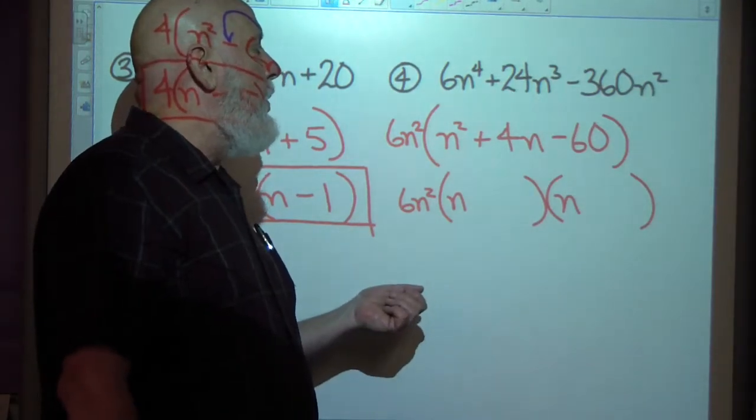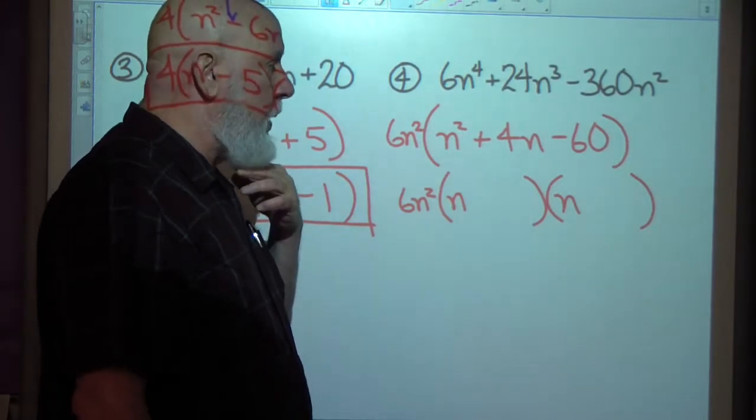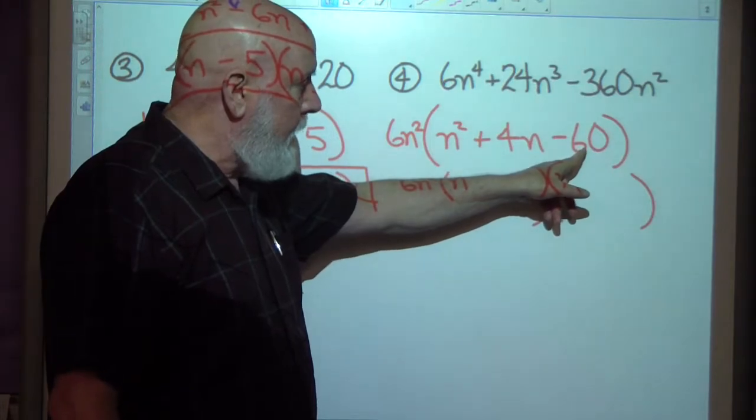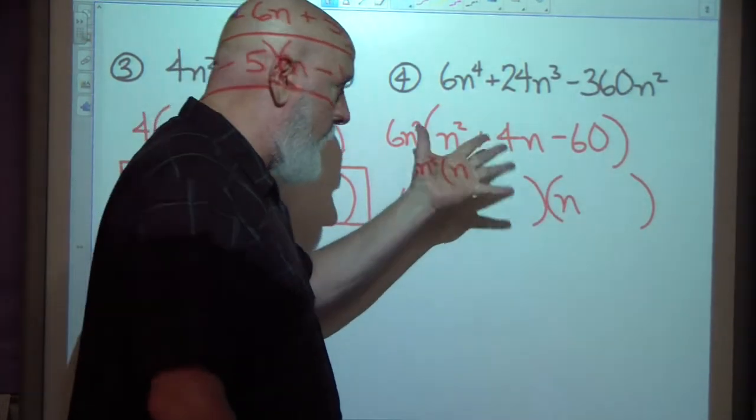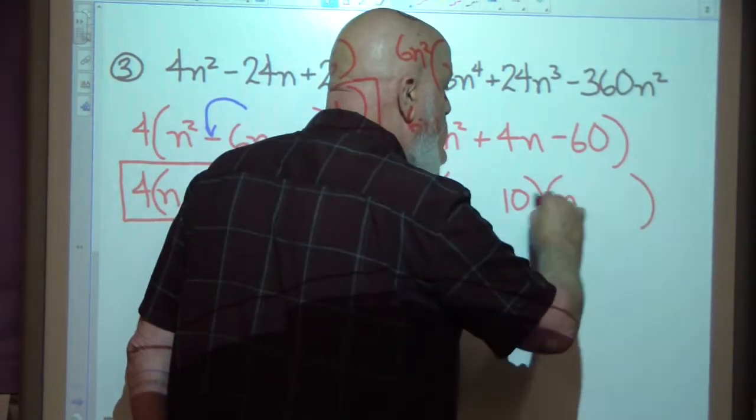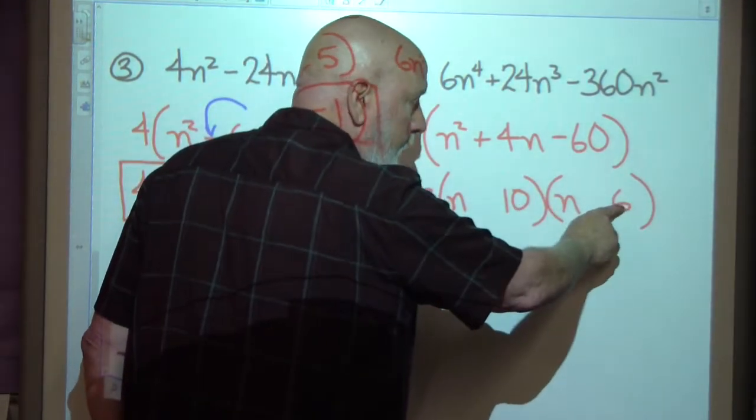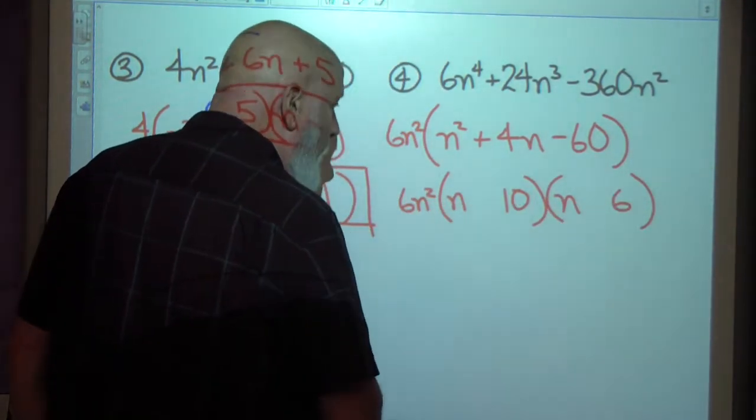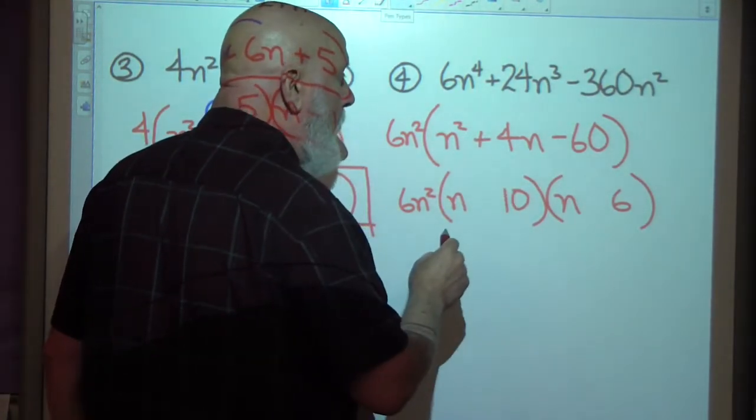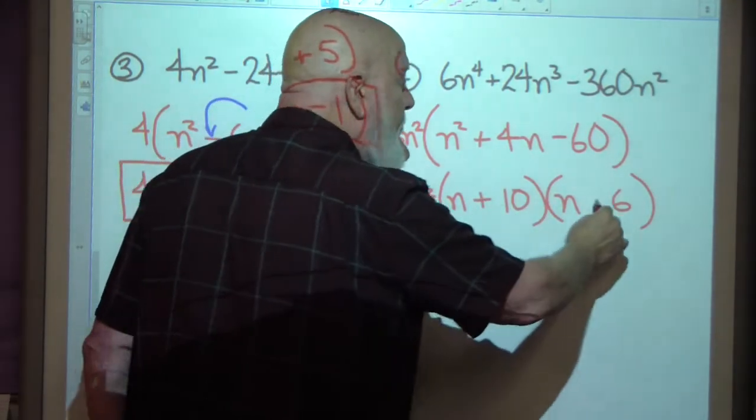So let's see, 2 and 30 won't work. 3 and 20, no. 4 and 15, no. 5 and 12, no. 6 and 10. 6 times 10 is 60, and 10 minus 6 is 4. I can subtract those and get a 4. So I'll go 10 times 6, and again, it doesn't matter where I put the 10 and the 6. I could put the 10 here and the 6 here. What matters is they have to add up to positive 4. And the only way that can happen is if the 10 is positive and the 6 is negative.